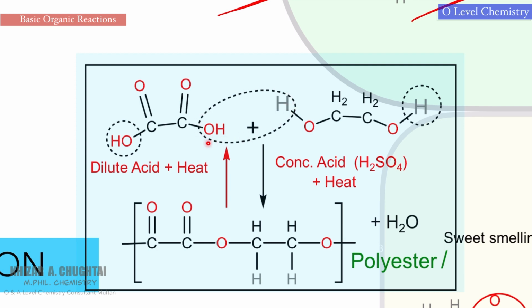The OH group from the carboxylic acid side and the H from the alcoholic side meet together and there is elimination of a water molecule. Finally, there is the formation of this linkage that is said to be an ester linkage. So in this case, when dioic acid and diol are allowed to react together under certain conditions, it is said to be condensation polymerization.